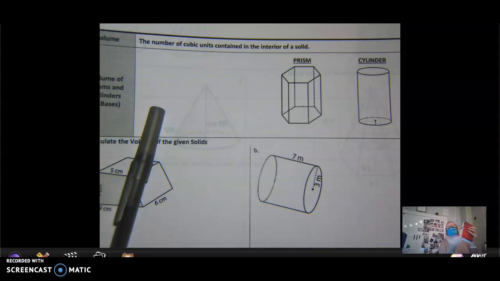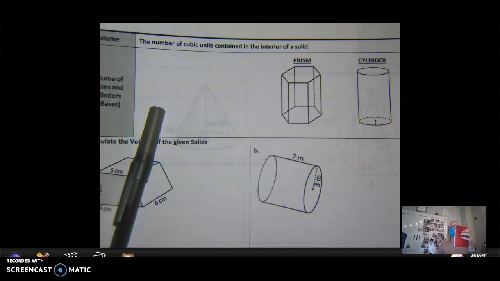So what you're doing is you're just finding a whole bunch of layers of area, is all volume is. How much area it takes on the bottom, how much area it takes on the next level, and the next level, and the next level. So all you're doing in all these cases is you're finding the area of the bottom, and then you're multiplying it by the top, or the height, okay?